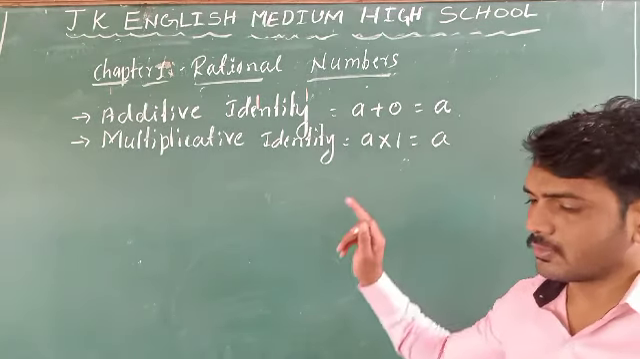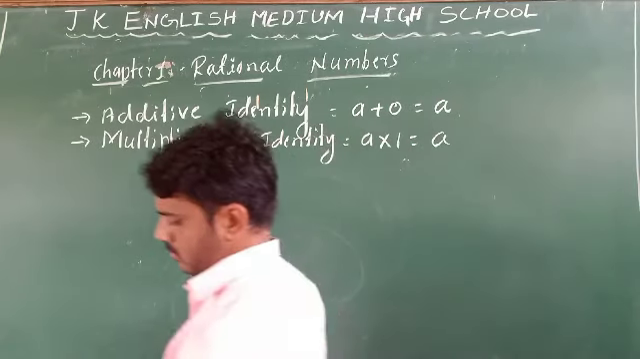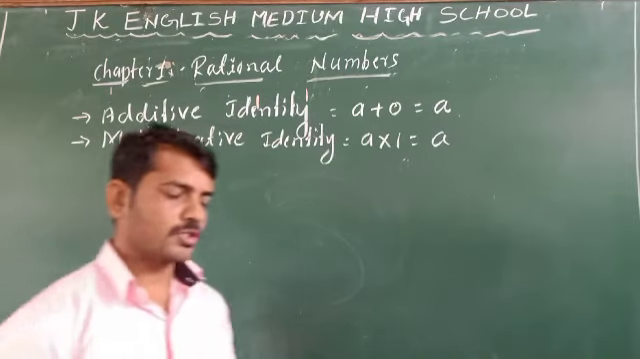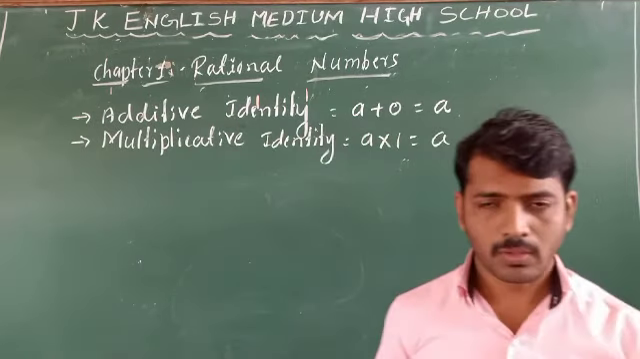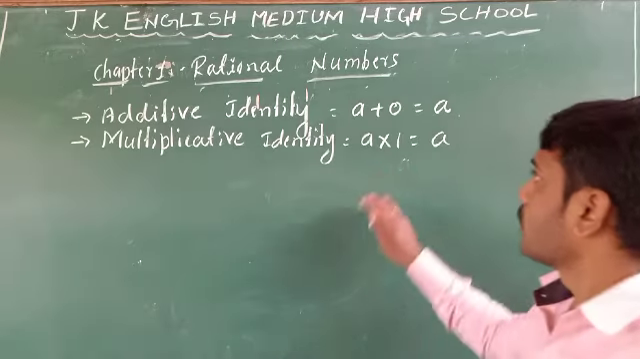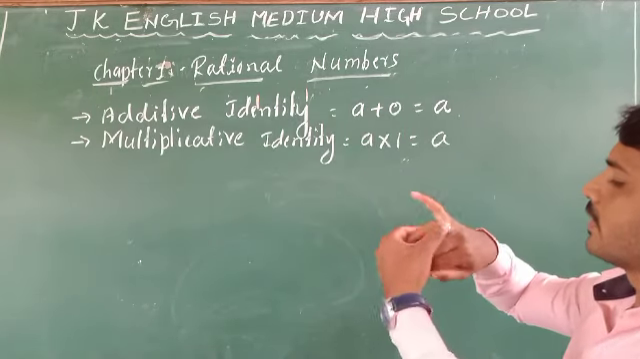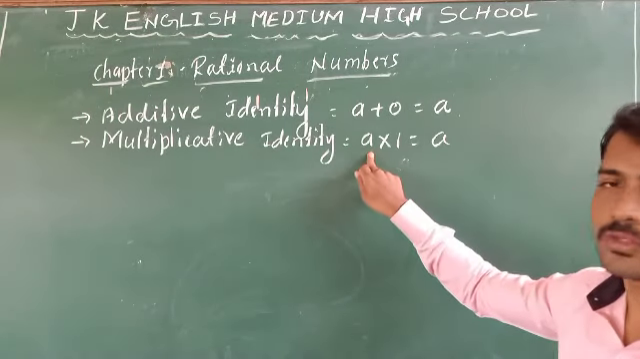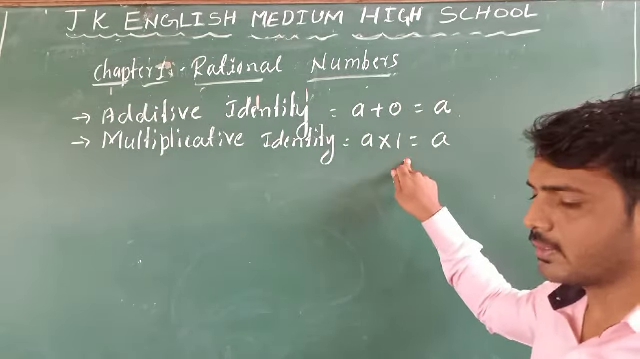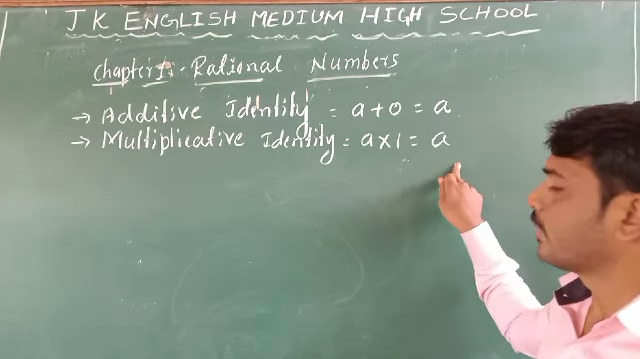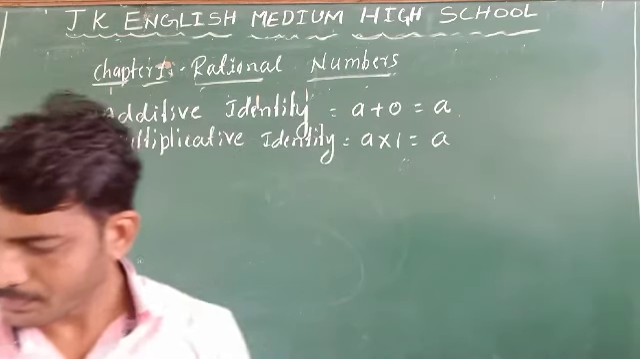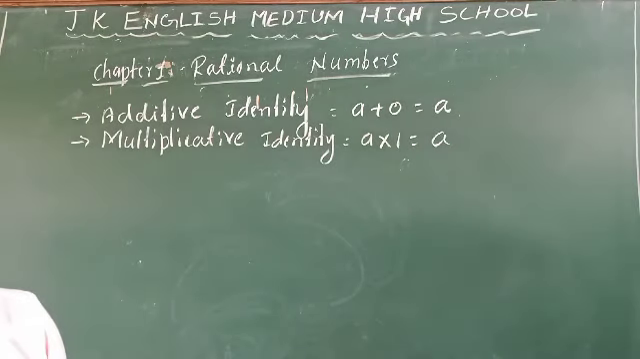If we add 0 to any number, we will get the same number. Here a may be rational, natural, whole number, anyone. So multiplicative identity is what? a is one of the numbers. If we multiply 1 to that number, we will get again a. Clear, children? Okay. Next one is additive inverse and multiplicative inverse.